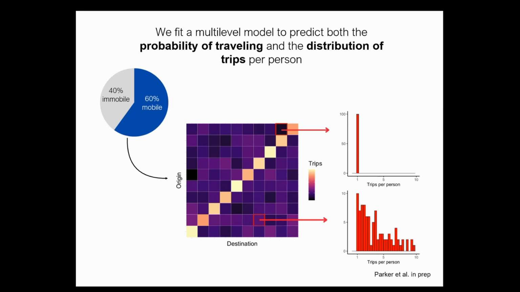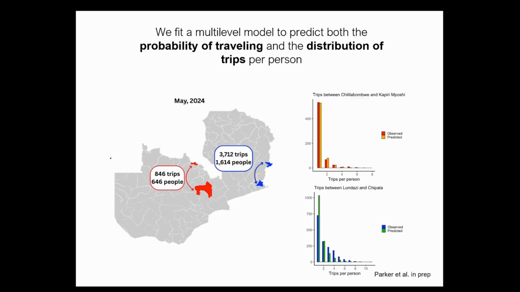You can have that, there's a very clear decay, everyone's taking few trips, and he's fit all this to the individual level mobility data. To be able to better describe, if you have a certain number of trips, what's the distribution of how many people are going to take those trips and how many people are going to take multiple trips.